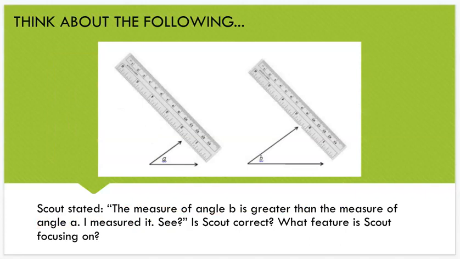How about this one? Think about the following. Scout stated the measure of angle B is greater than the measure of angle A. I measured it. See? Is Scout correct? What feature is Scout focusing on?